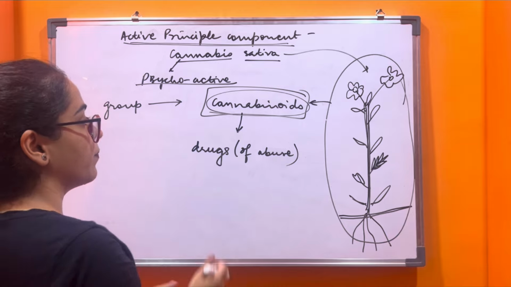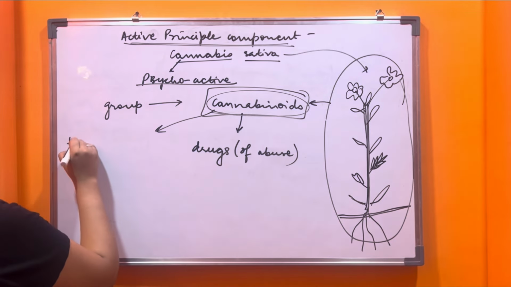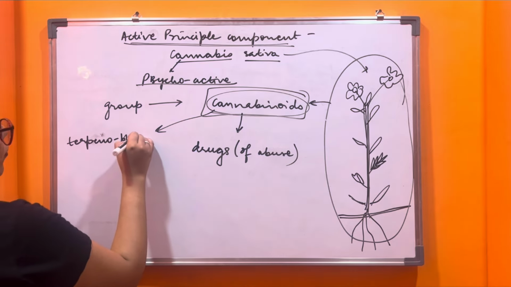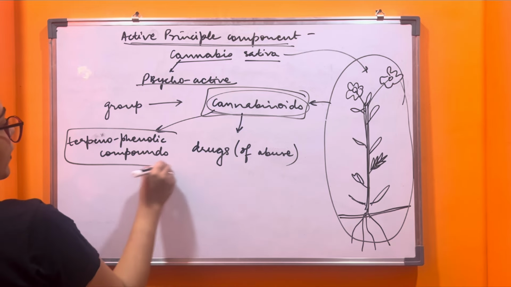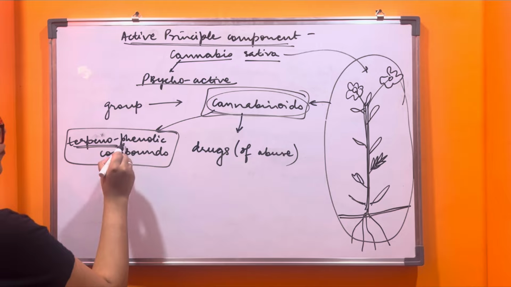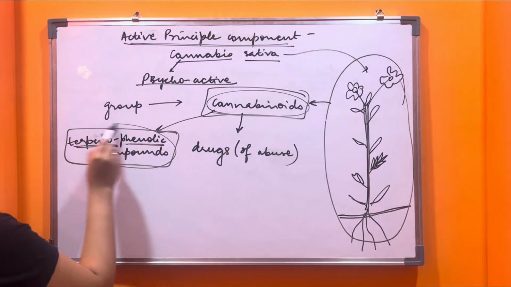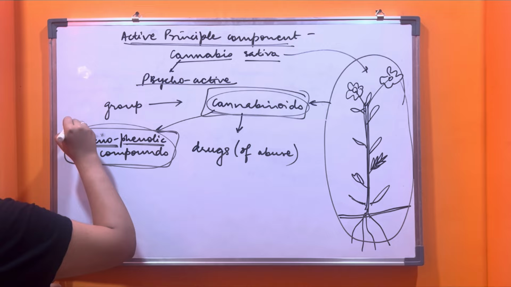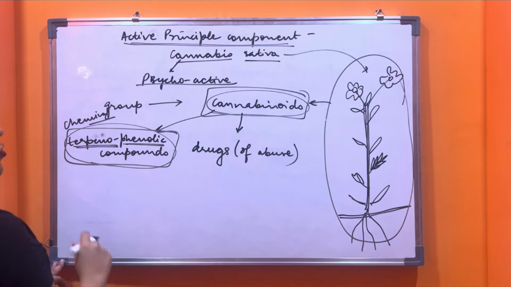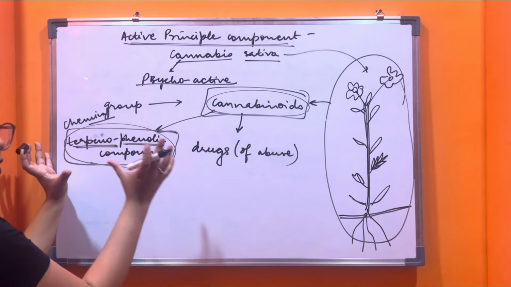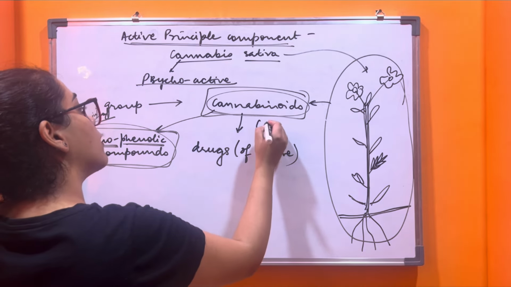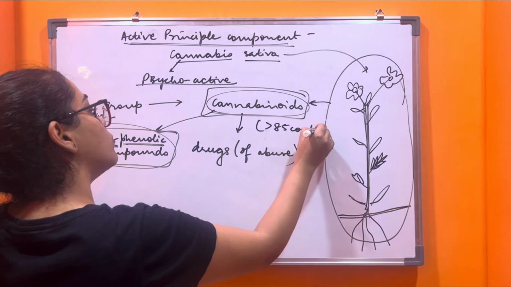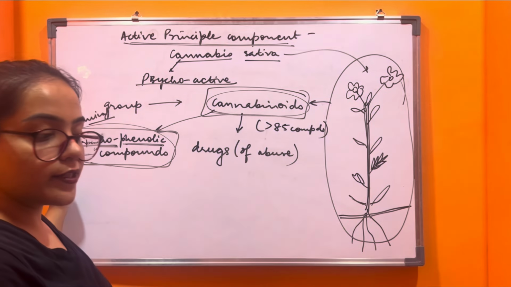This group of compounds called cannabinoids is a larger family. If I talk about it chemically, it is a group of terpenophenolic compounds. It would have a terpene group, it would have a phenol ring, and it is the basic structural chemical classification of cannabinoids. So all these cannabinoids are terpenophenolic compounds, right? And there are more than 85 compounds which constitute this family of cannabinoids.